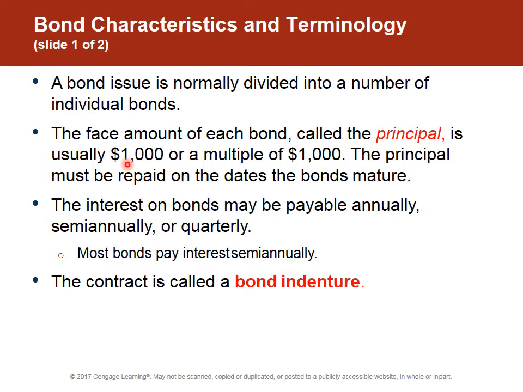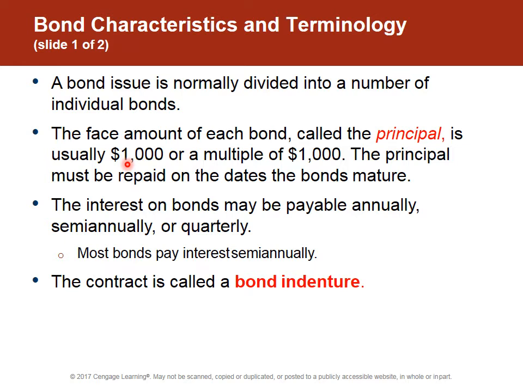Sometimes one person will buy 30 of these. Sometimes one person will just buy one. Sometimes a corporate investor or maybe a retirement fund will go in and buy a big batch of these bonds totaling millions of dollars.